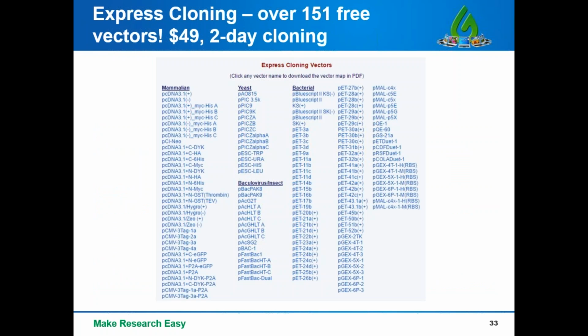We also offer a variety of downstream bundling services, and one I want to highlight in particular is our express cloning service.